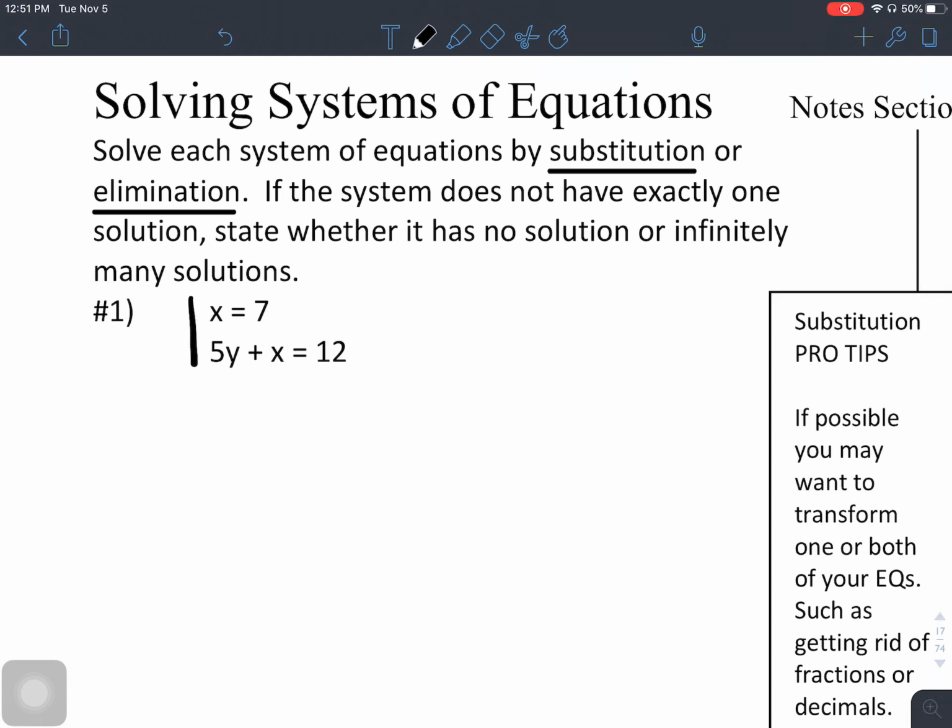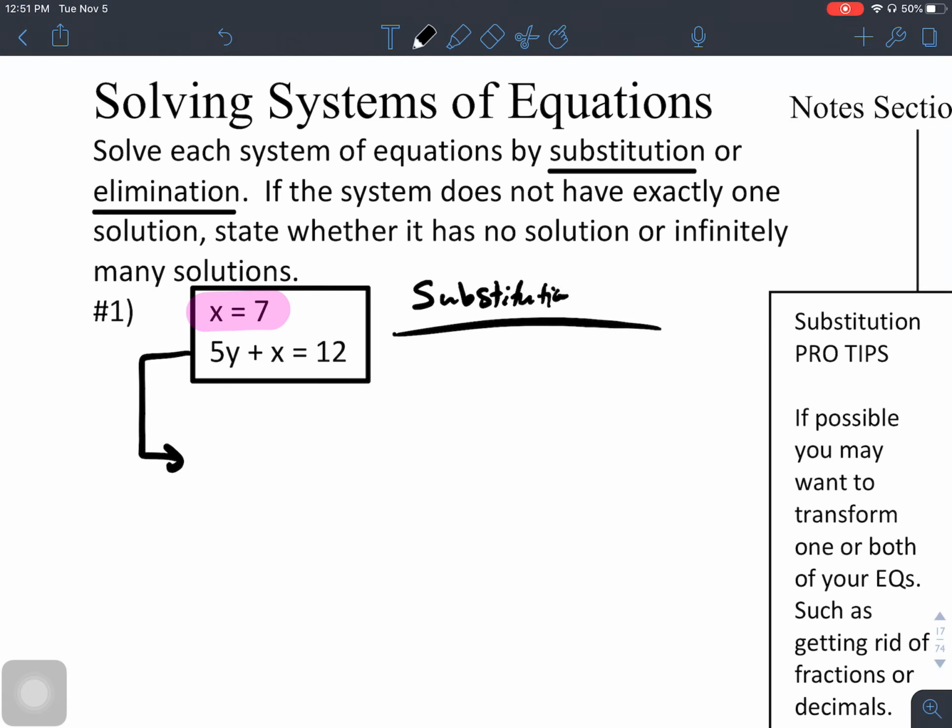If it's easy to get one of the variables by itself, I would use substitution. So for example, in this first equation, it's pretty easy to get x by itself because it already is. So this one here is by substitution. You're replacing one of the variables with something into the other equation. So I'm going to replace the x here with 7 because it's equal to 7.